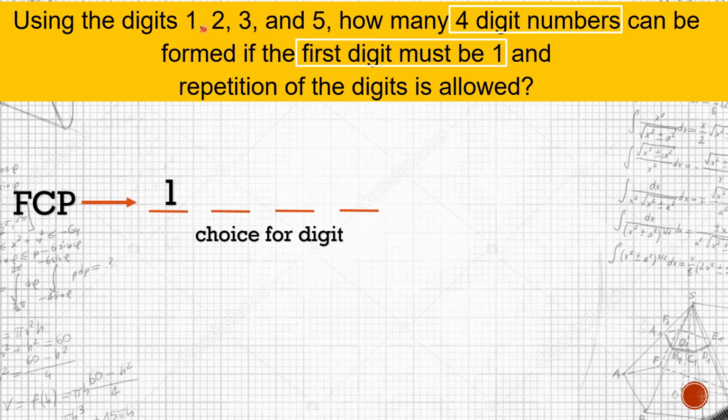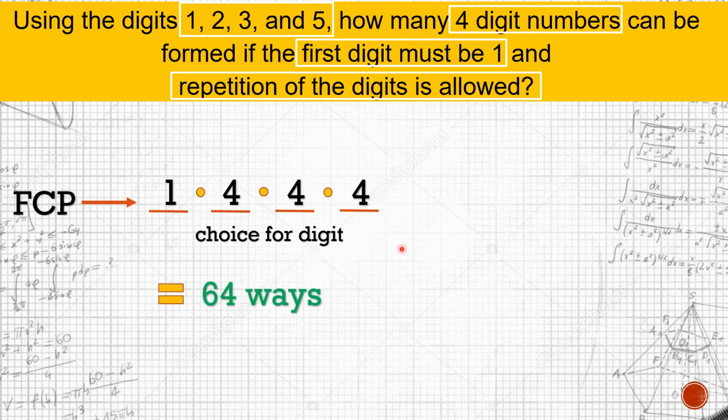So ilan lang yung choices natin? We have 1 choice. Pagdating sa second digit, dahil repetition of digits is allowed, tapos 4 lang naman yung choices natin, so ibig sabihin we have 4 dun sa second slot. Pagdating sa third slot, 4 pa din kasi repetition of digits is allowed, and last is 4 pa rin kasi we can have 1, 2, 3 at saka 5. 4 digits lang yung pwede nating ilagay. And since fundamental counting principles, i-multiply lang natin lahat yan, so that will be equal to 64 ways.